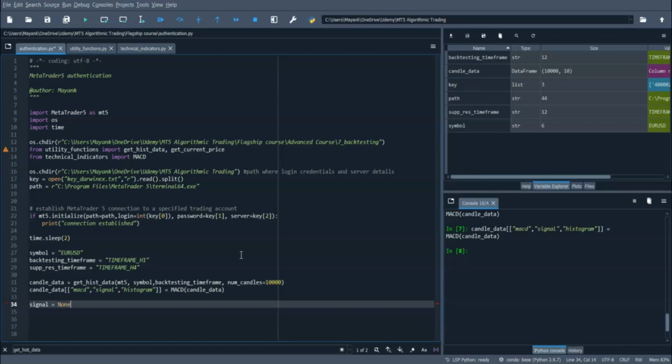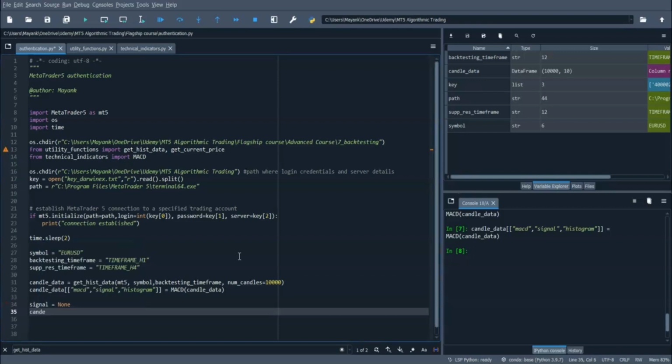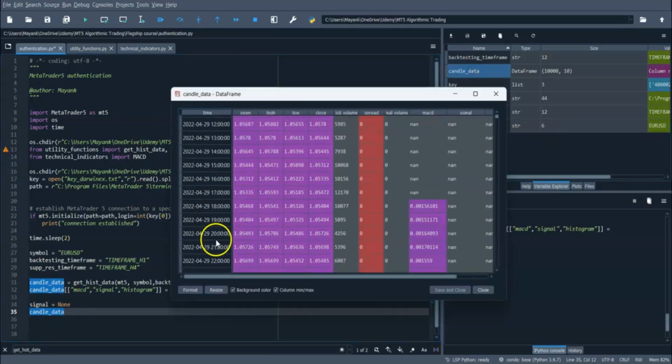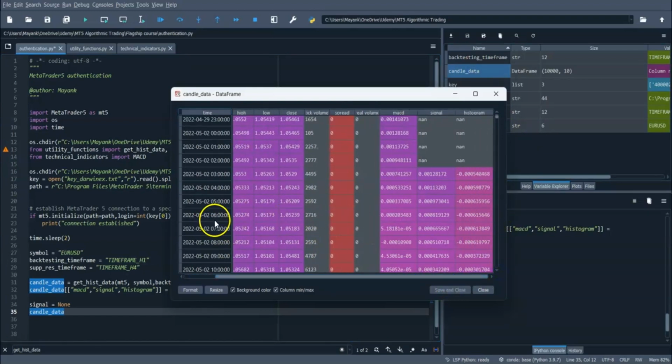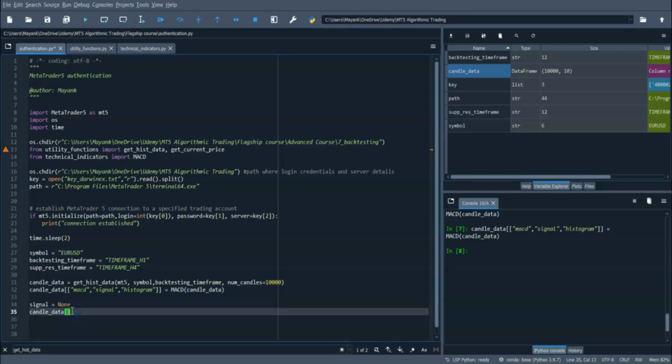So let us initiate the signal variable as none. Then we would also create a column called returns in candle data. And we'll need that because when we are discussing the various backtesting diagnostics, we would need the return values. So the idea is that in any candle, if we are having an open position, then we would calculate the return. So for that particular candle, if we had an open position, what was the return that we got? All right, so that is what we'll get.